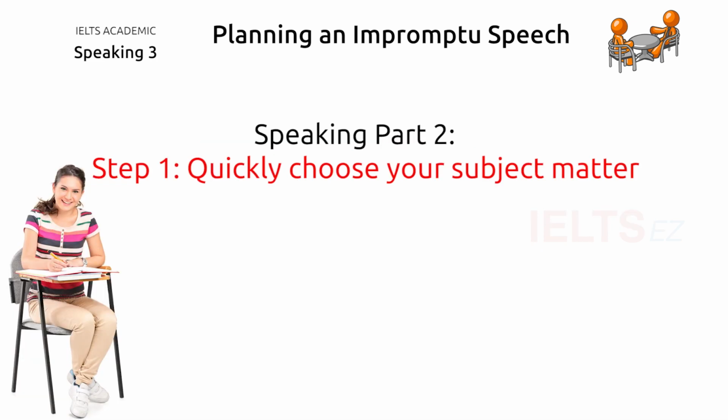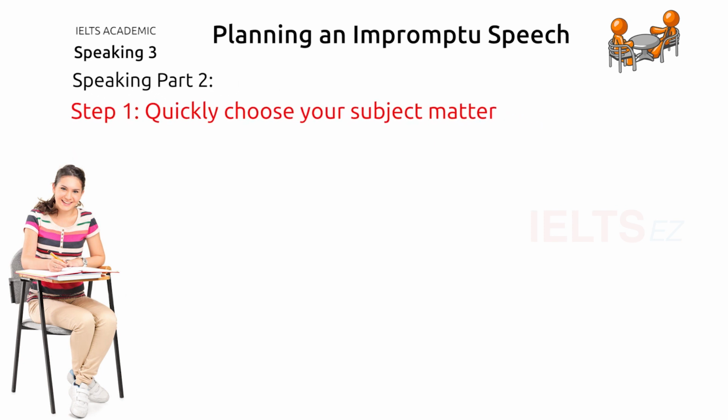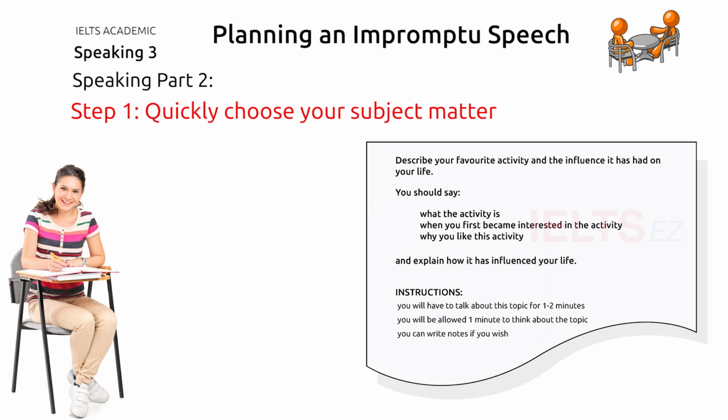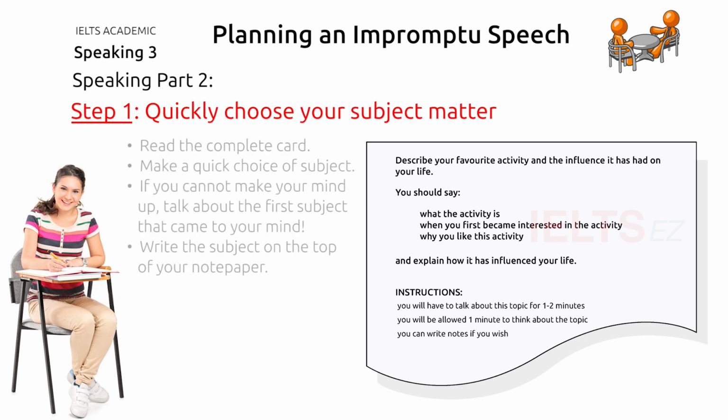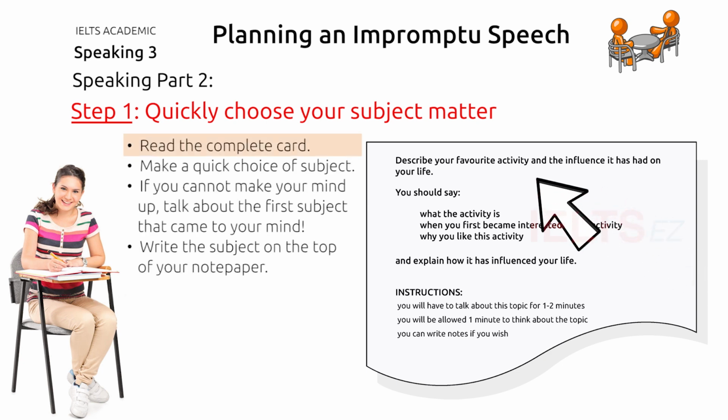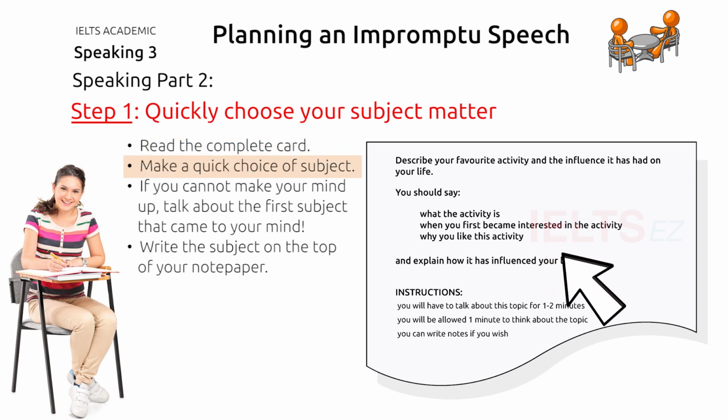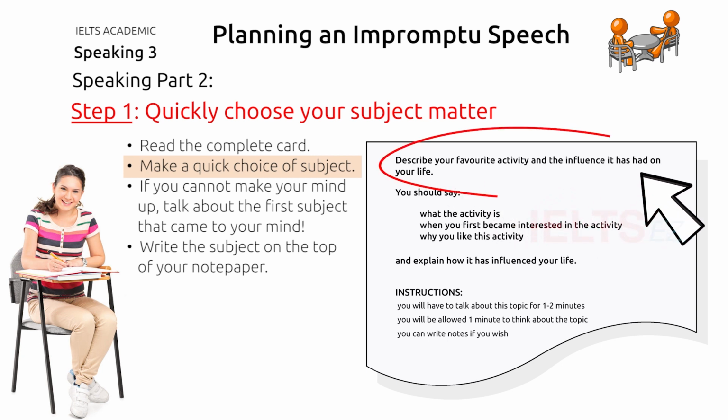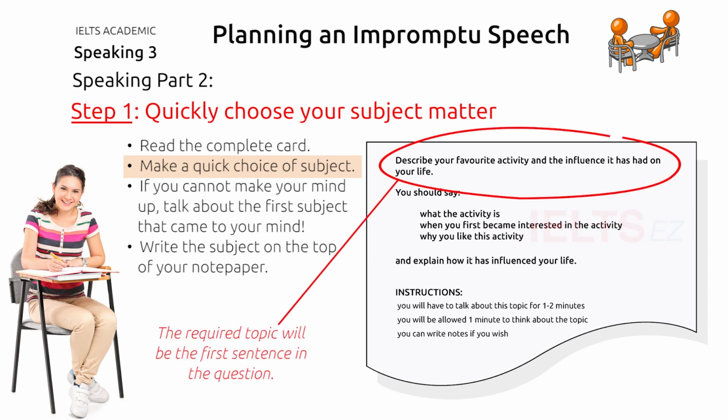Students, you must practice using the 1-minute preparation time efficiently. As soon as you're given the candidate card, you must quickly decide on your subject matter. This is step 1. Your subject matter is what you choose to talk about. It's very important that you make a quick decision on what you'll talk about, because you only have 60 seconds before you must start speaking. Firstly, get an overview of the question by quickly reading all the points listed on the candidate card. Then, return to the first sentence and focus your attention on it. It will usually ask you to describe or talk about a particular topic.